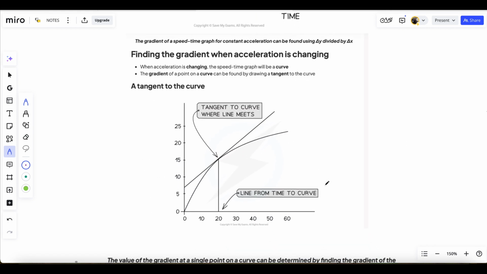Now we move to the next one. This is for the case of decreasing acceleration, this slope. When you want to calculate the gradient for a curve, what do we do? You put a point on any part of the curve and draw a tangent line. You then use this line to get a triangle and calculate, and get the value of the acceleration.